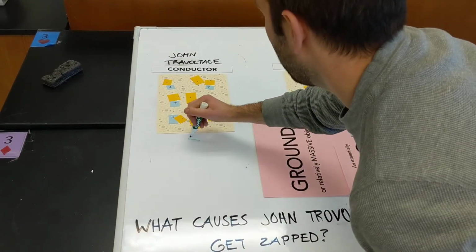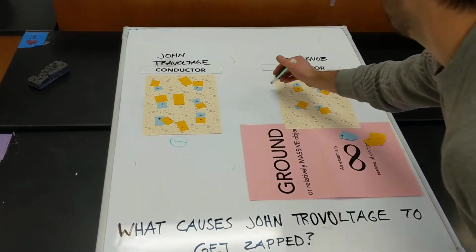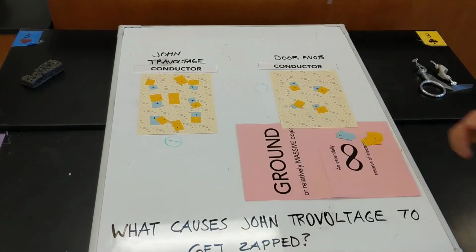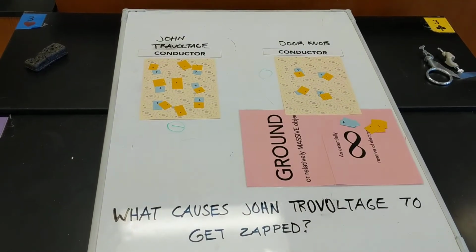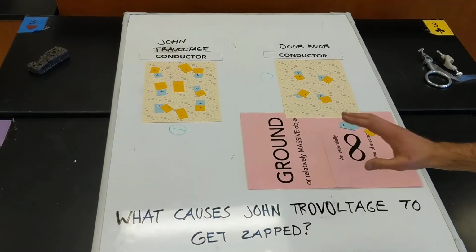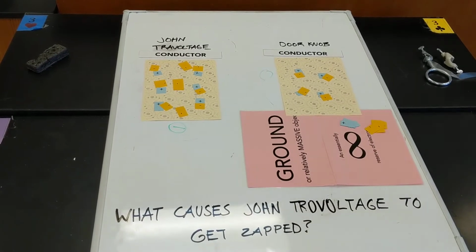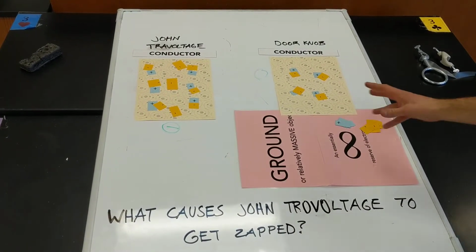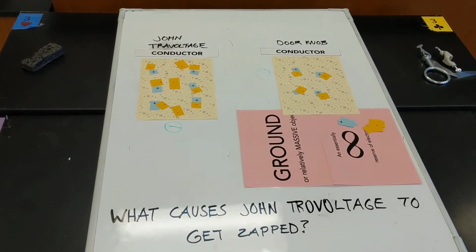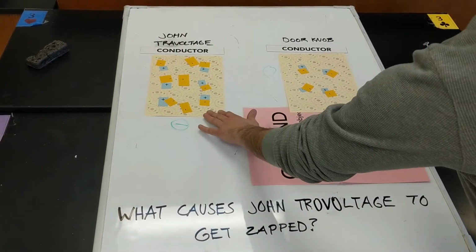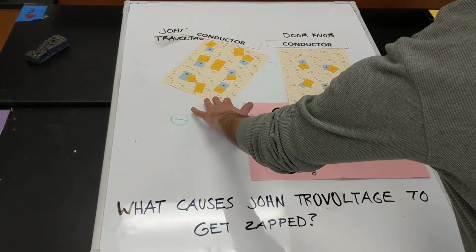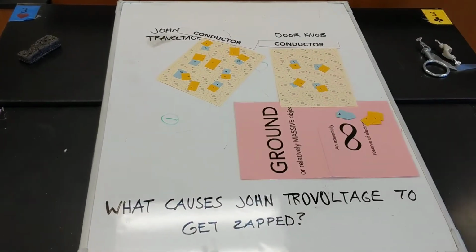And then our other objects are going to be the doorknob, which is neutral, and it's also a conductor, which is why I have the background with the empty valence shells. And then the doorknob is also connected to the ground. We can think of the ground as a relatively massive object, so it essentially has an infinite amount of electrons. So John Travoltage is negatively charged, and he's going to come over and touch, or even just get kind of close to the doorknob.